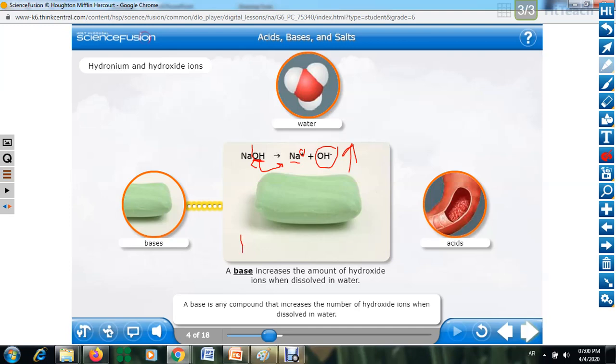For example, KOH, which is potassium hydroxide. Potassium hydroxide is also what? It's a base. The same thing, when you dissolve it in water, they will split from each other, and they will give the water OH, the negative charge hydroxide ion. And potassium will have a positive charge. So these are for bases.